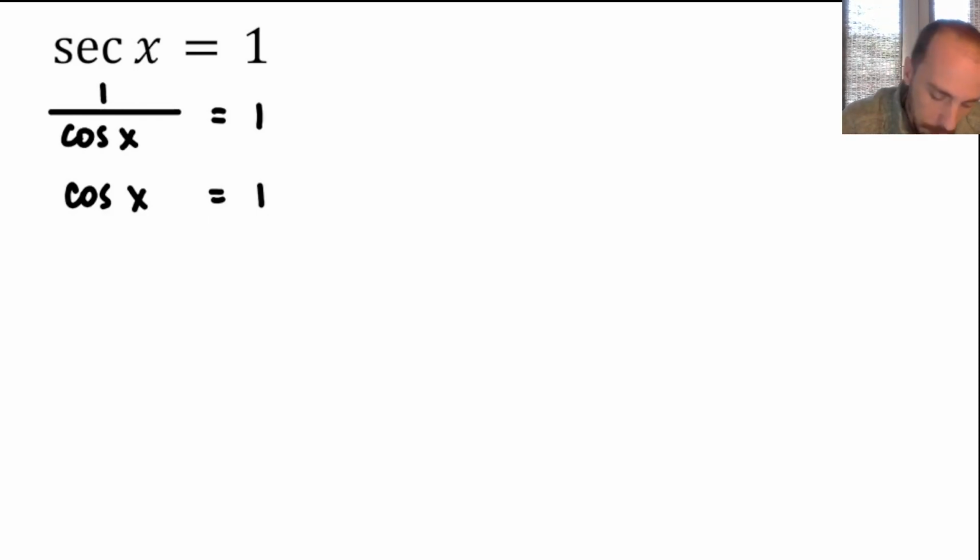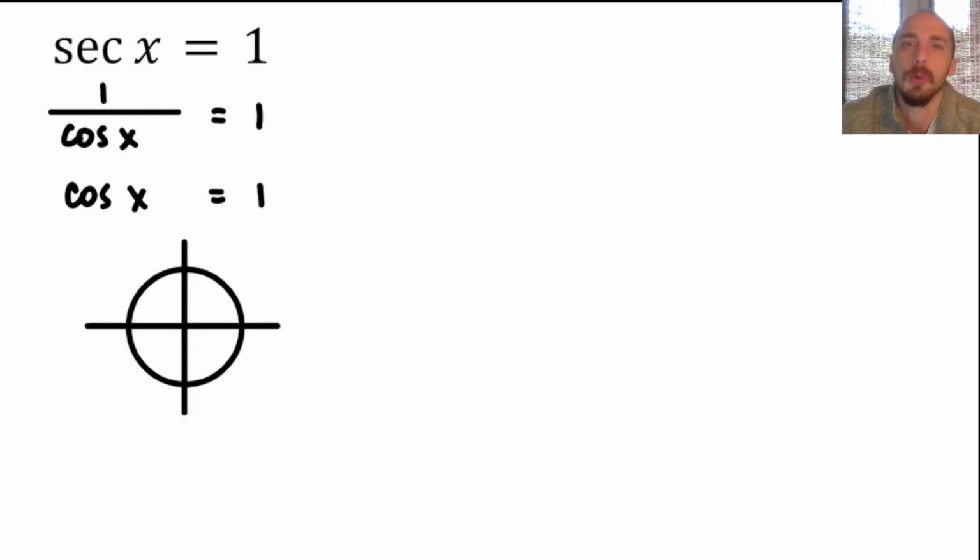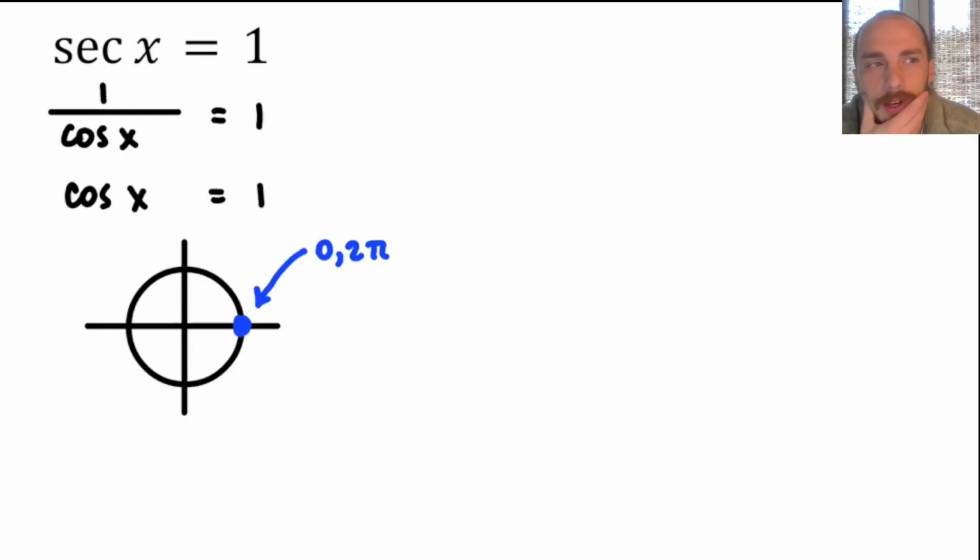So now once we get it down to trig function equals number, then we're going to think about the unit circle. Let's think to ourselves, all right, on the circle, where is cosine equal to 1? Where is my horizontal displacement from the y-axis positive 1? And that would be on the far right edge of the circle. So that's right there on that right spot, which is theta equals 0 and theta equals 2 pi.